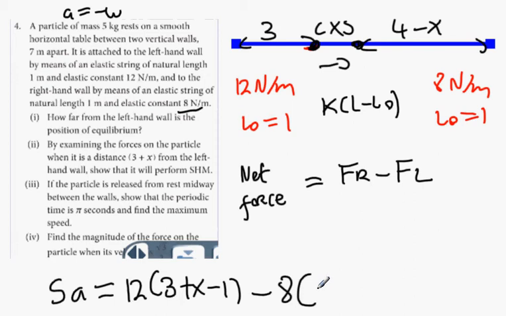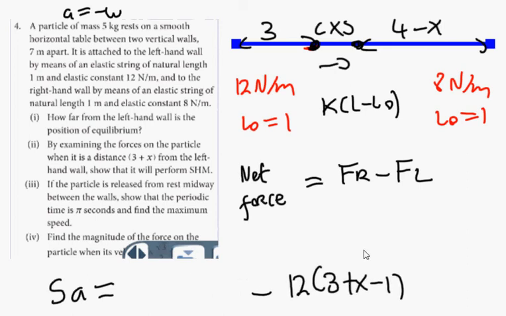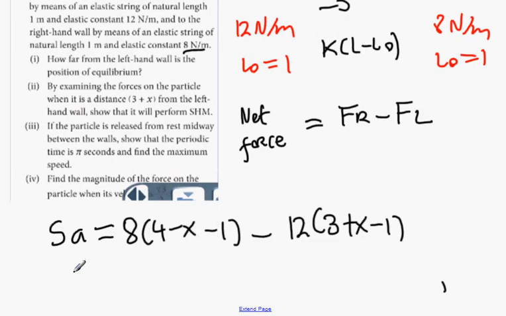Excuse me, guys. I did FL before FR, so that's where I made a slight mistake there. So that's actually FL, and now I'm going to do FR in front. So the force to the right is going to be 8, the elastic constant of 8, times 4 minus x, which is its current length, and its old length was minus 1. Then what we're going to get is 5a equals 8 times 3, which is going to be 24 minus 8x, minus 12 times 3 minus 1, which is 2, that's going to be minus 24 minus 12x.